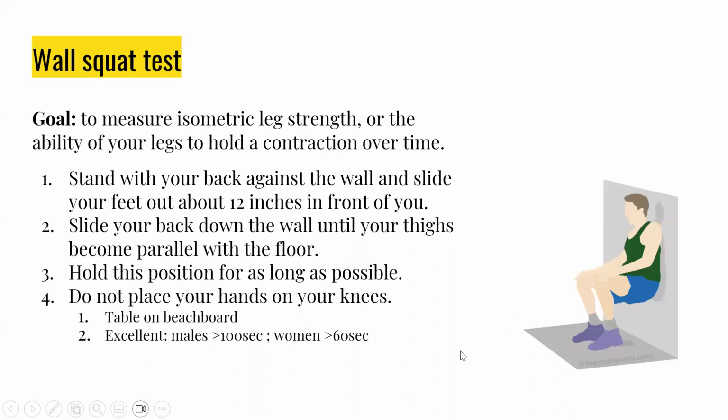For the wall squat test, the goal is to measure isometric leg strength, or the ability of your legs to hold a contraction over time, right? This is isometric contraction of the lower body muscle groups. So you'll hold the wall sit for as long as you can, and you'll record the time.